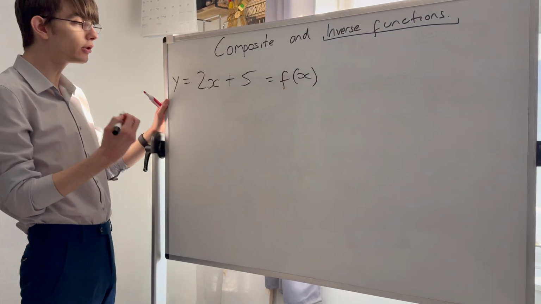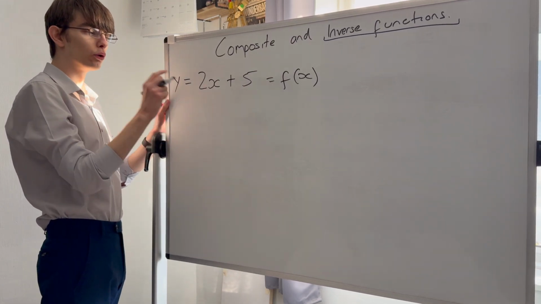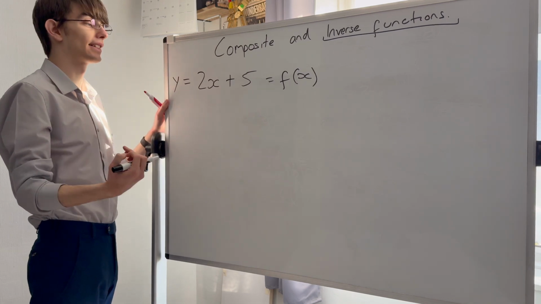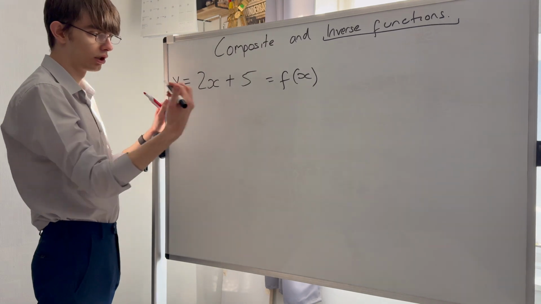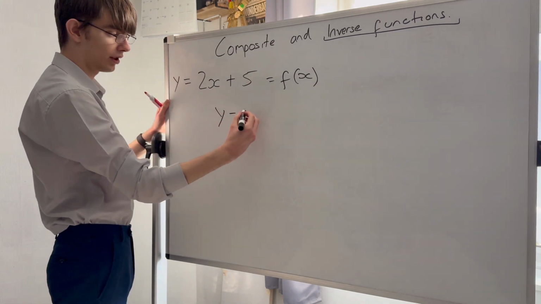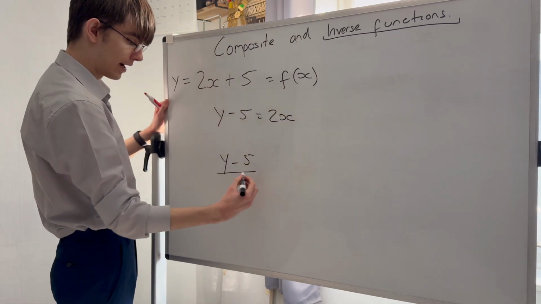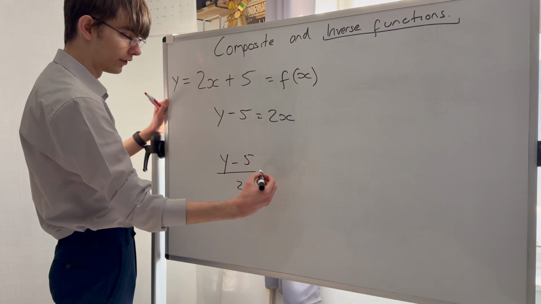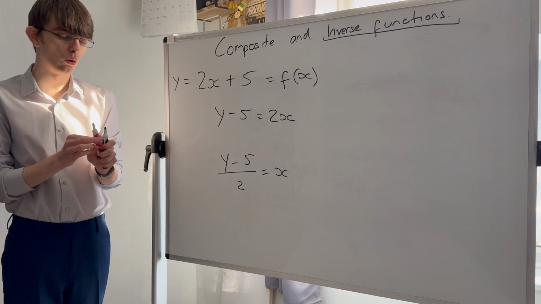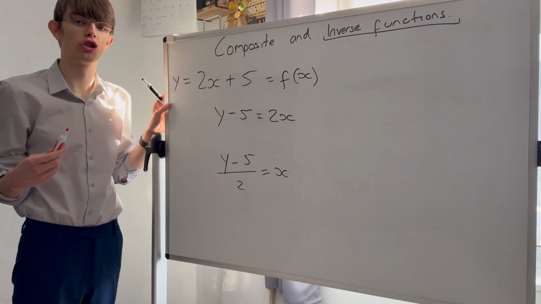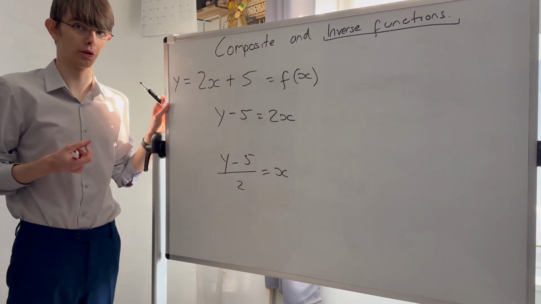Now, what we would do with this equation in order to flip it is we would rearrange it in terms of x. So we have it in terms of y, but I would like it in terms of x. So let's minus 5 from both sides, divide across by 2, and I get y minus 5 over 2 is equal to x. Now, all I've done so far is rearrange it. I haven't changed anything about the function. And this is where the idea of flipping the input and the output comes in.